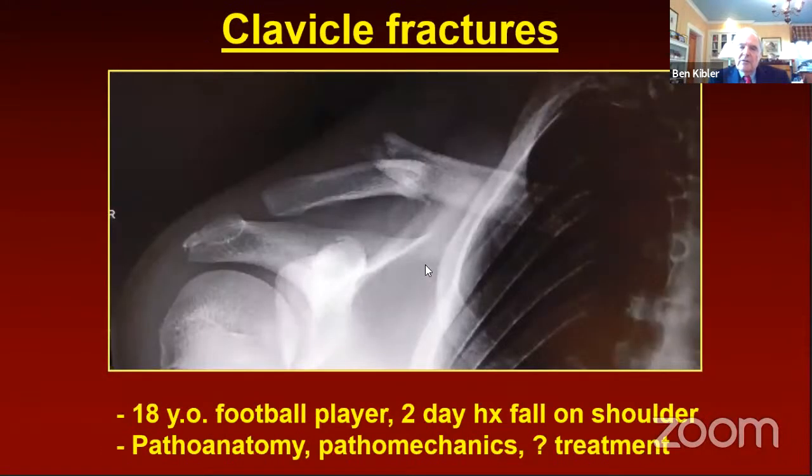Here we're talking about clavicle fractures. Here's this obvious clavicle fracture in an 18-year-old American football player. And the question is, what do you do? What are the indications for treatment of this? Do you operate on this? Do you treat it conservatively?